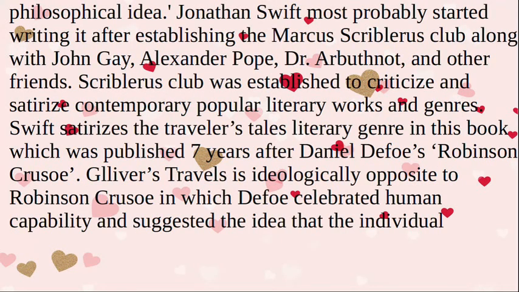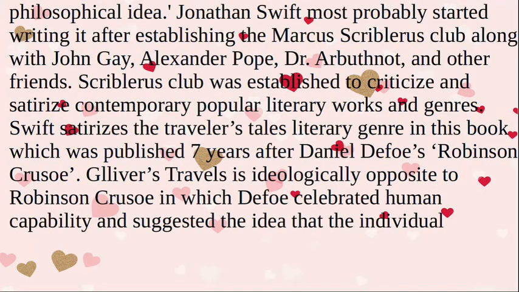Jonathan Swift most probably started writing it after establishing the Martinus Scriblerus Club along with John Gay, Alexander Pope, Dr. Arbuthnot and other friends. The Scriblerus Club was established to criticize and satirize contemporary popular literary works and genres. Swift satirizes the traveler's tales literary genre in this book, which was published 7 years after Daniel Defoe's Robinson Crusoe.